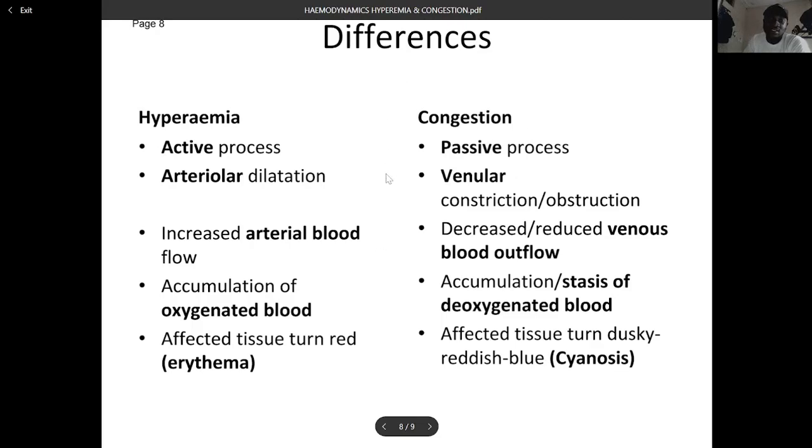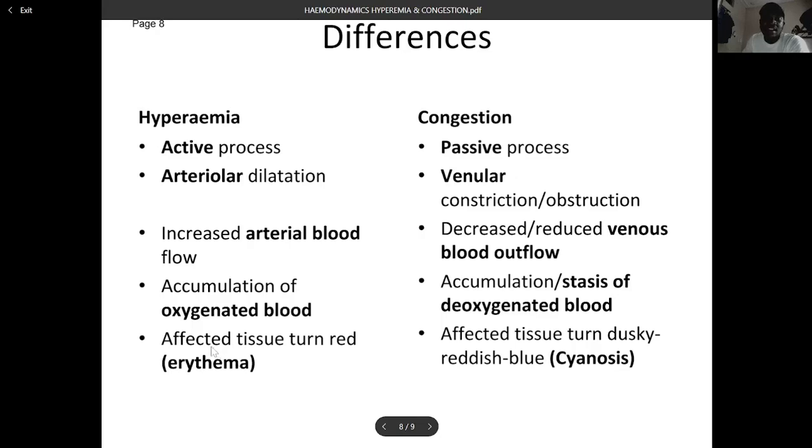So this is more like trying to map out a table to differentiate the two. Now, hyperemia is an active process, while congestion is a passive process. Hyperemia involves arteriolar dilatation, while congestion involves the venous end, venular constriction or obstruction. Hyperemia is characterized by increase in arterial blood flow. On the other hand, congestion, there is decrease or reduced venous blood outflow, right? So hyperemia, there's accumulation of oxygenated blood. On the other hand, congestion, there's accumulation or stasis of deoxygenated blood.